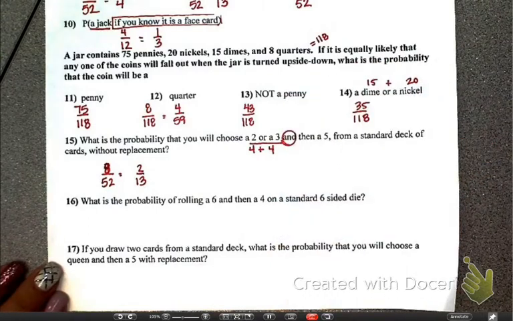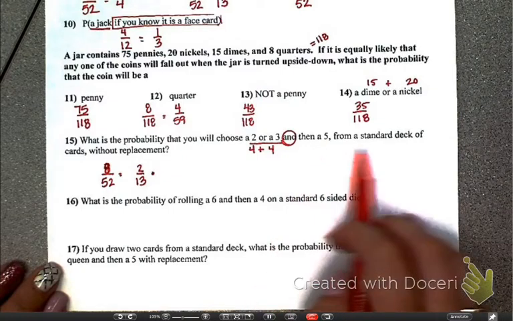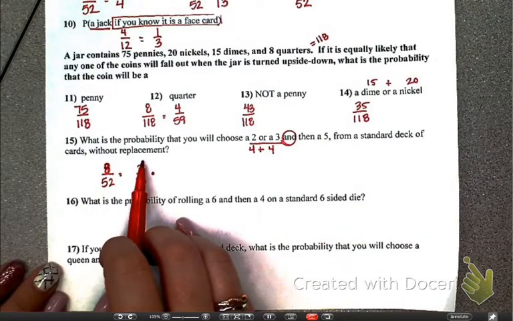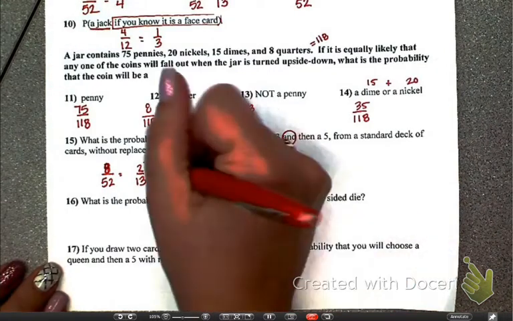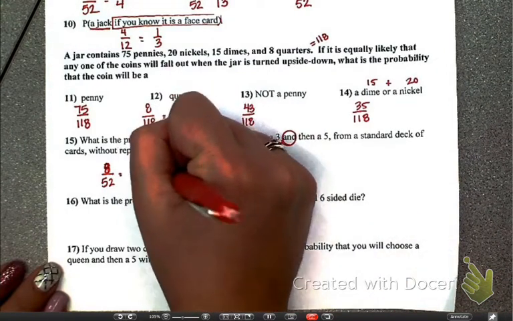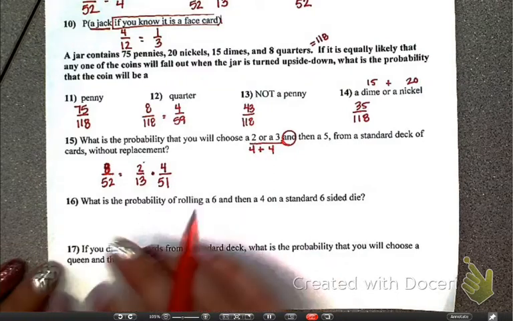And tells us to multiply. We're going to pull a 5 without replacing the first card. So what's the probability of pulling a 5? 4 out of 51. Okay, there are 4 5s. You don't get that still?